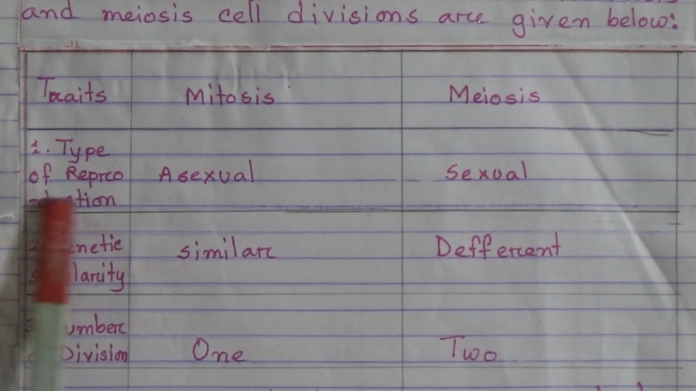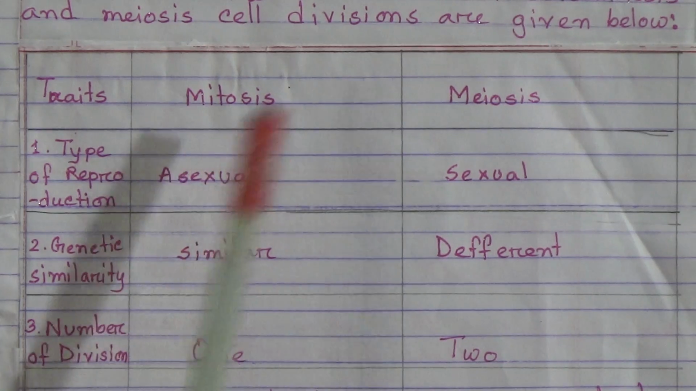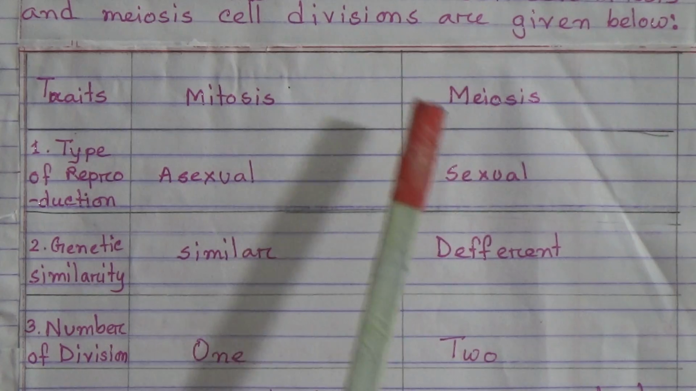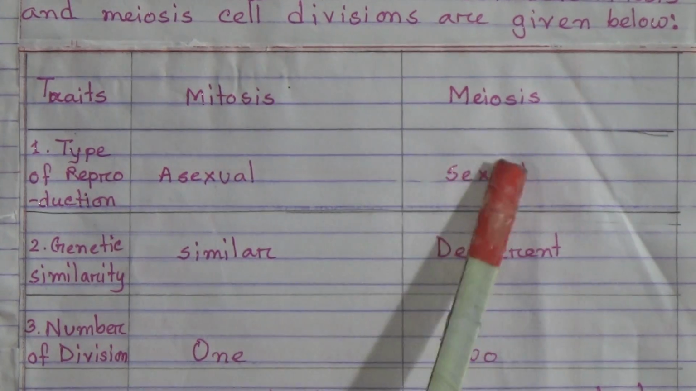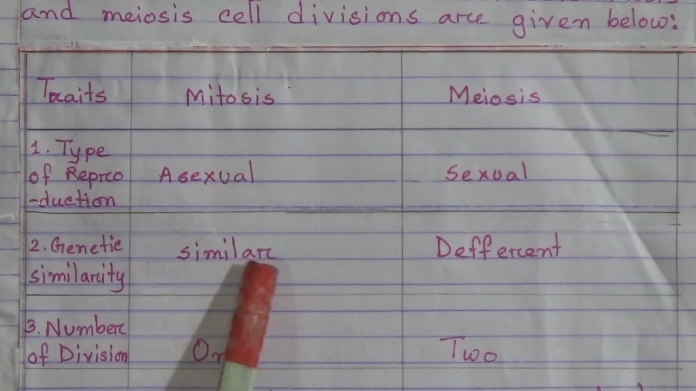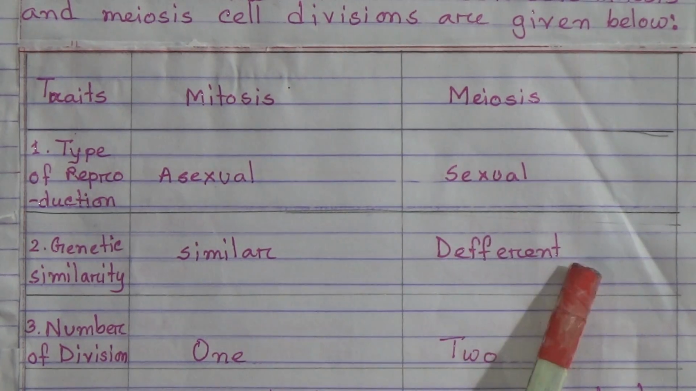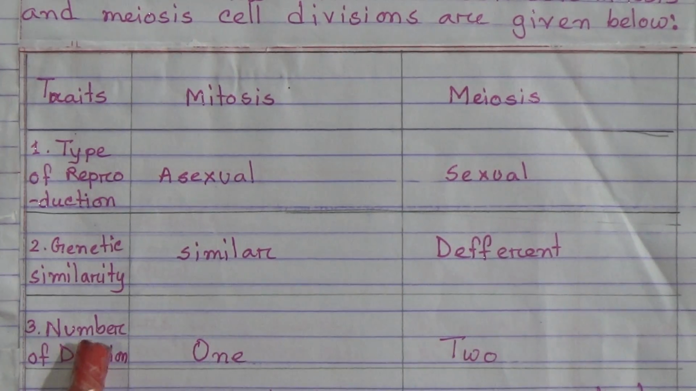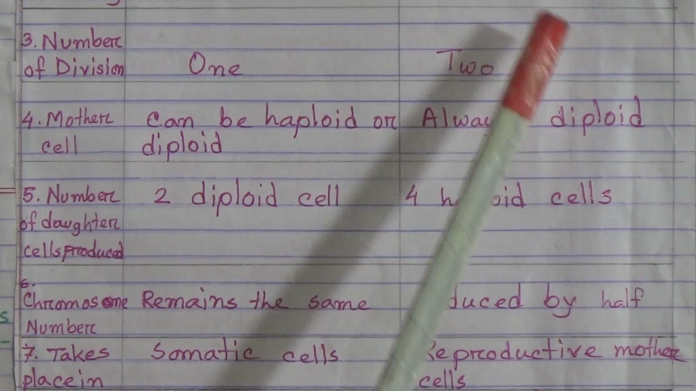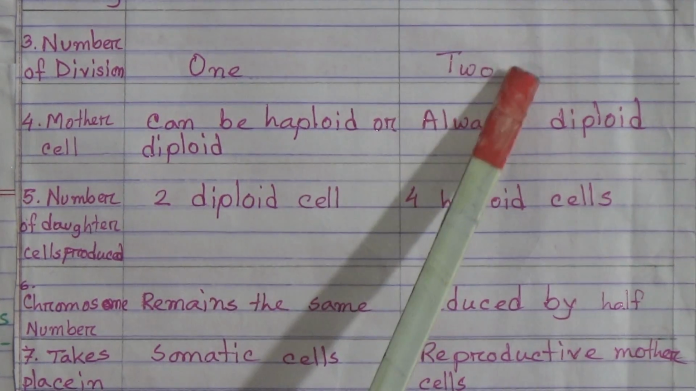First one, type of reproduction. Mitosis is asexual, that means in asexual reproduction mitosis cell division occurs, and meiosis is sexual, that means for sexual reproduction meiosis cell division occurs. Genetic similarity: the genetic similarity of daughter cell and mother cell is similar in mitosis, and in meiosis the mother cell and daughter cell are different. Then come to next one, number of division. In mitosis there is only one division, and in meiosis there are two divisions, meiosis 1 and meiosis 2.